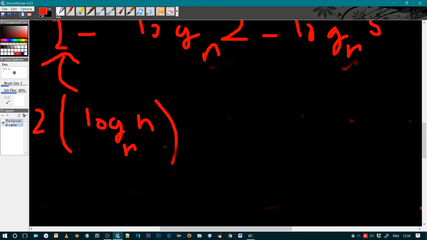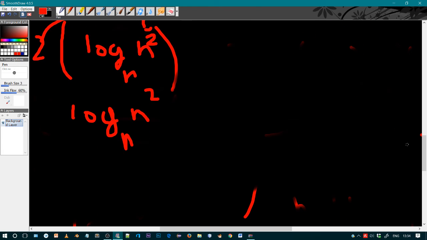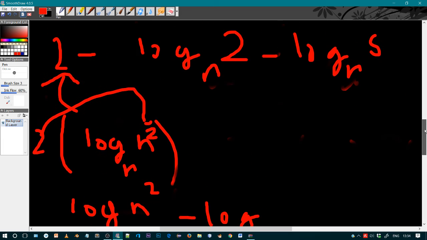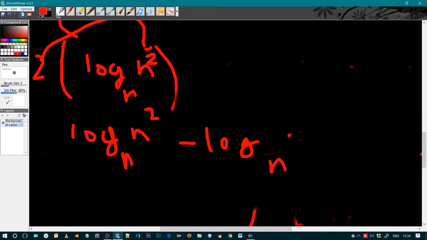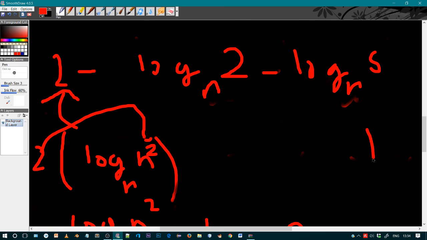And one more thing, the same rule again. So log base n and 2 is here in front of this. So this will go here and become a power. So it will become log base n square minus log n 2 minus this expression.